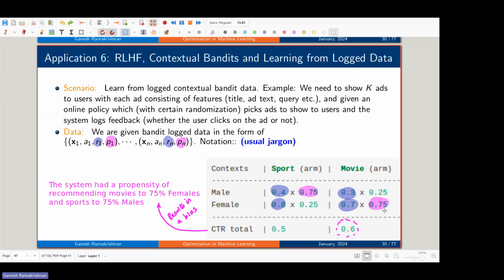This is for movies: the reward that the male would ascribe to movies times the propensity of the model to show movies to males, plus the reward that the female would ascribe to movies times the propensity of the model to show movies to females. This is 0.6. Now this is counterintuitive, right? Overall, exactly what the applet showed. This is the Simpson's paradox.